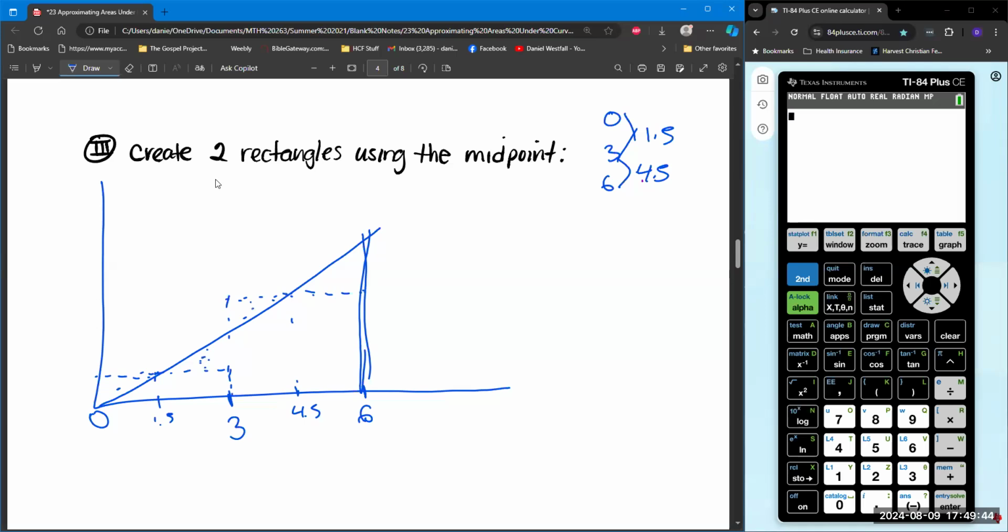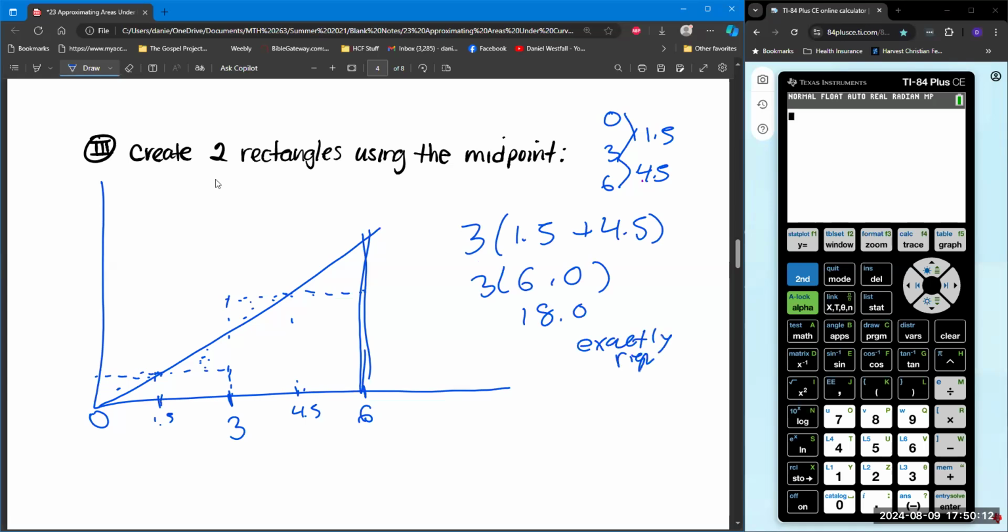And same thing there. So let's have 3 for our width, and then we have 1.5 for our height there, and then 4.5 for our height there. 3 times 6.0 is exactly 18. This is exactly right.